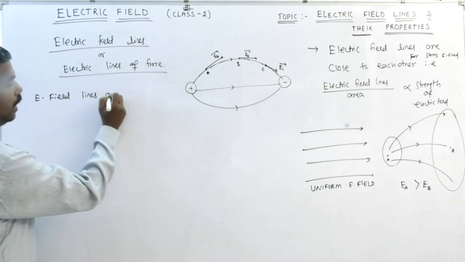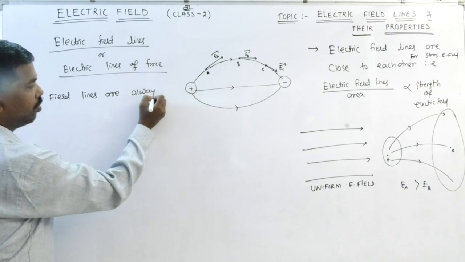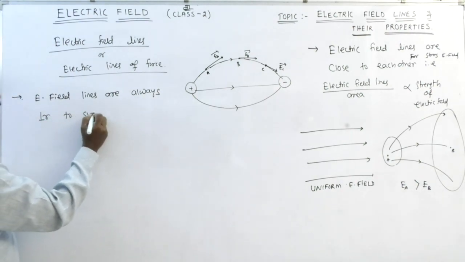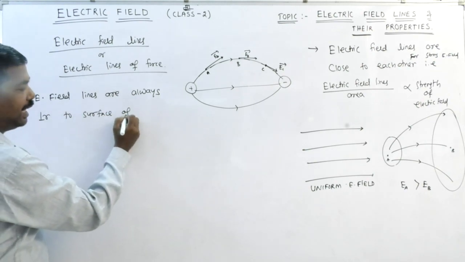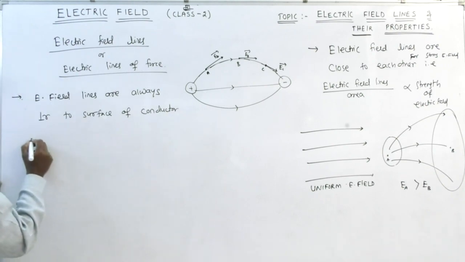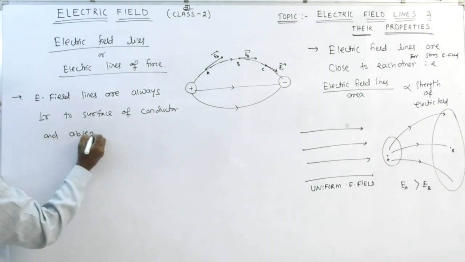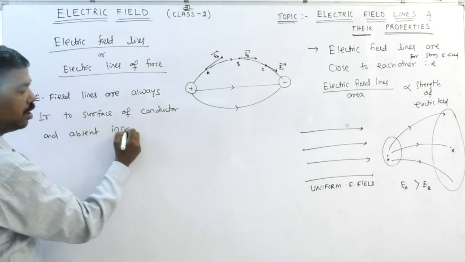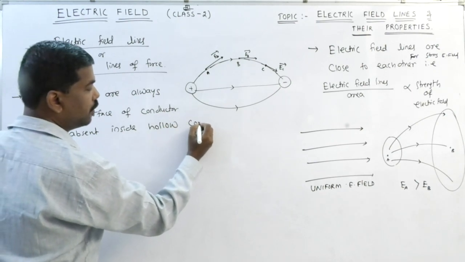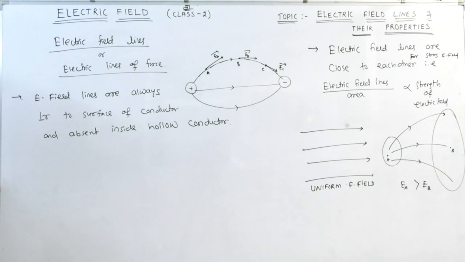Electric field lines are always perpendicular to the surface of a conductor and absent inside a hollow conductor.